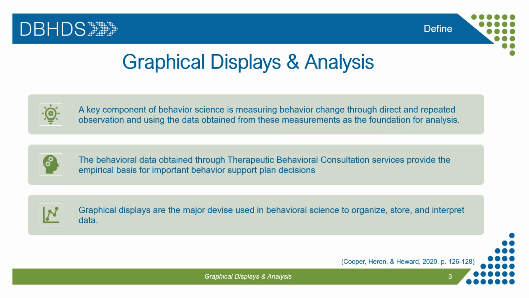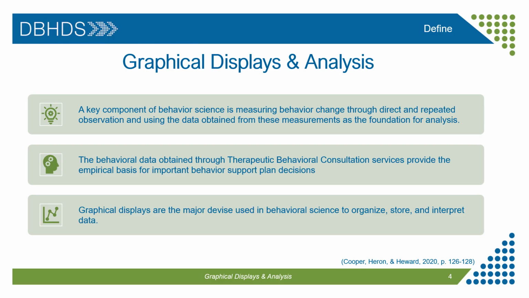The key component of behavior science is measuring behavior change through direct and repeated observation and using the data obtained from these measurements as the foundation for analysis. The behavioral data obtained through therapeutic behavioral consultation services provide the empirical basis to answer important questions in behavior support planning. For instance, is the intervention decreasing problem behavior and increasing replacement behavior? Do elements of the behavior support plan need to be adjusted? And are there variables outside of the BSP contributing to behavior change?